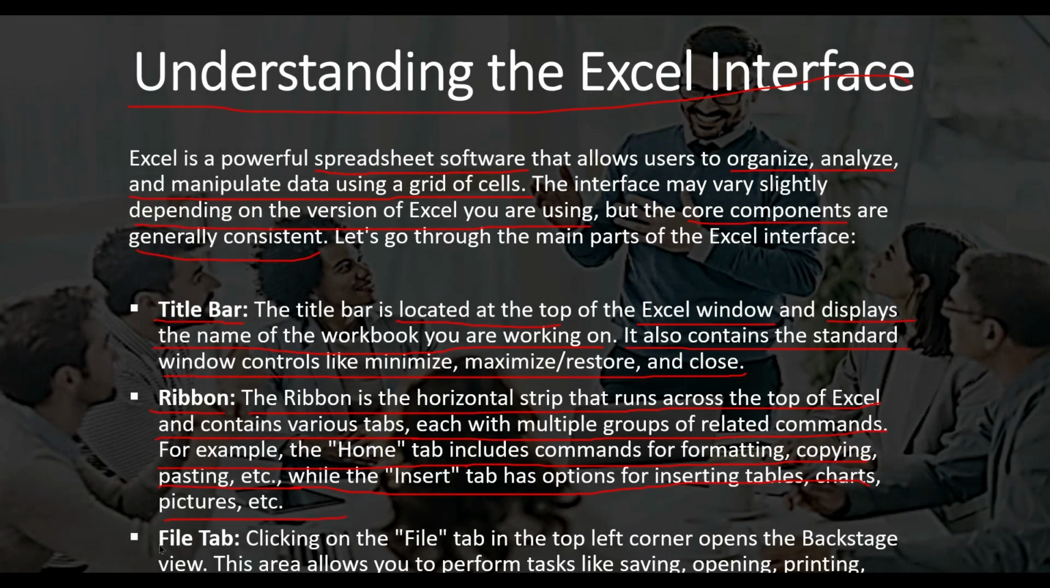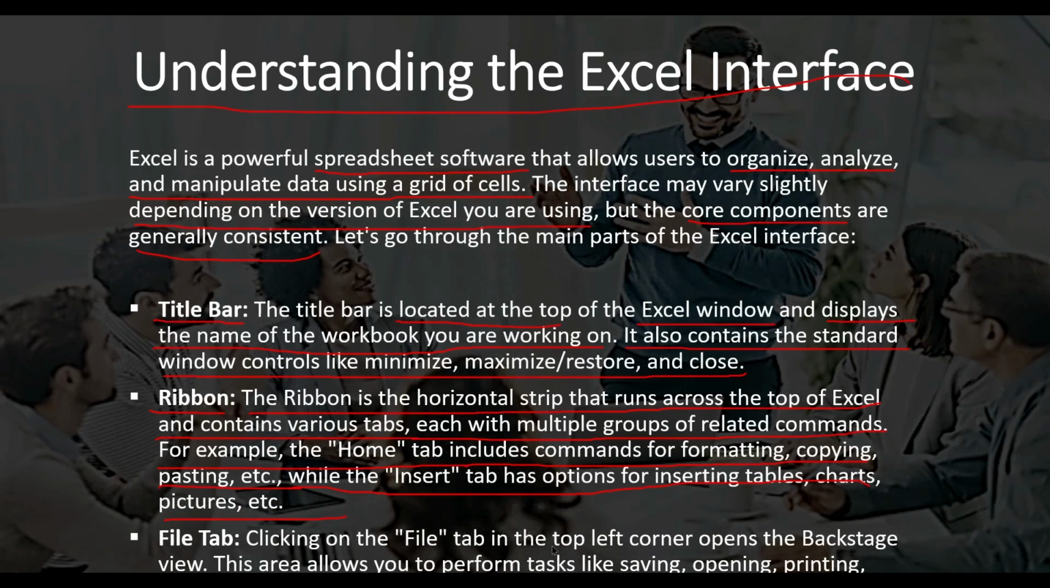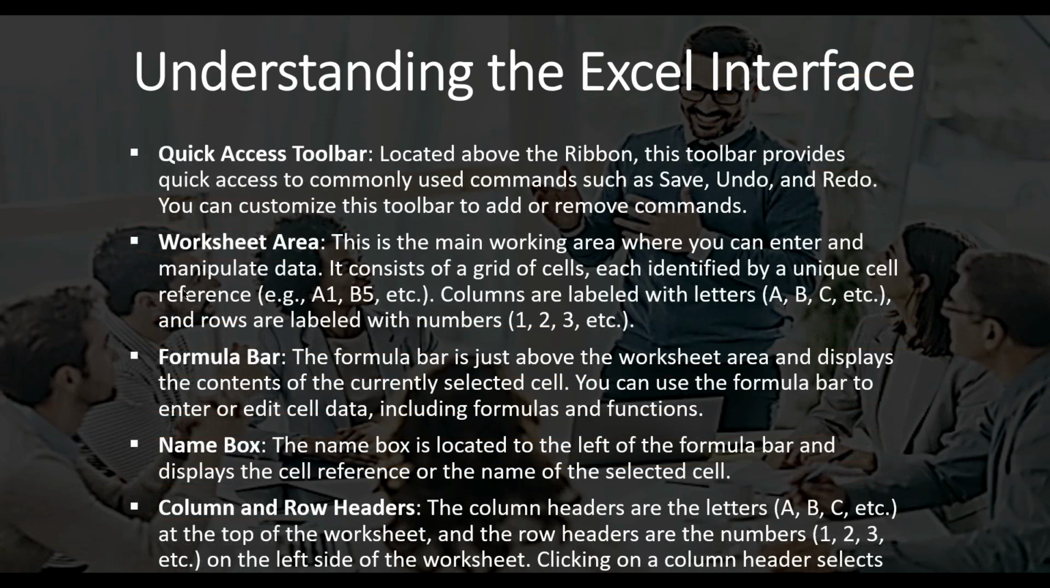Then we have the file tab. I already discussed what the file tab is. Clicking on the file tab on the top left corner opens the backstage view. This area allows you to perform tasks like saving, opening, printing, and managing Excel files. This we have already discussed. Then we have the quick access toolbar located above the ribbon. This toolbar provides quick access to commonly used commands such as save, undo, and redo. You can customize this toolbar to add or remove commands. It is just above the ribbon.